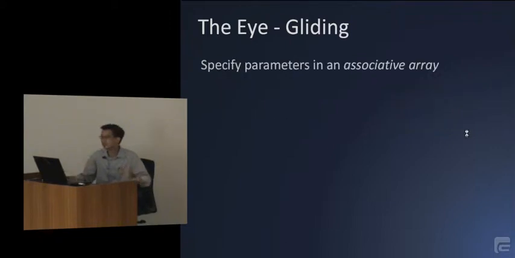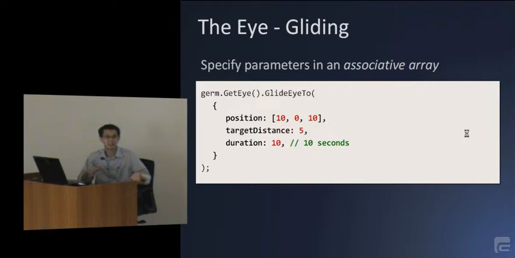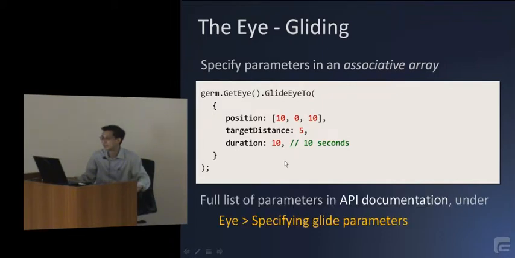The function call itself looks like this. The parameters are specified in a JavaScript associative array, which is just a fancy name for a list of key value pairs. So you just have curly braces here. You specify the key here. So the key is position, and the value is just 10, 0, 10. It's target distance, and the value is 5 meters, and duration 10 is 10 seconds. Now, these keys are all predefined, and these are what you pass in to Germanium. So the full list is listed in our API documentation over here.